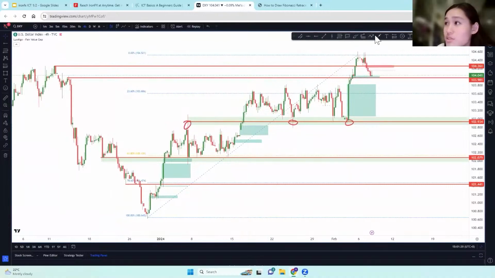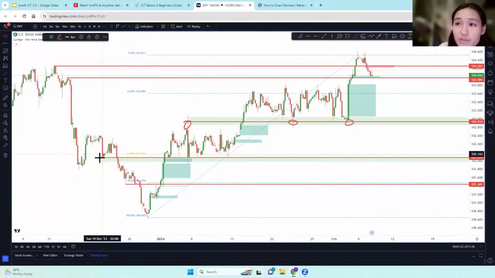The reason why I say it's significant is because we have one swing low, two, three, and four levels that are lining up. So we can expect price to be attracted to that area again and then bounce off of it.